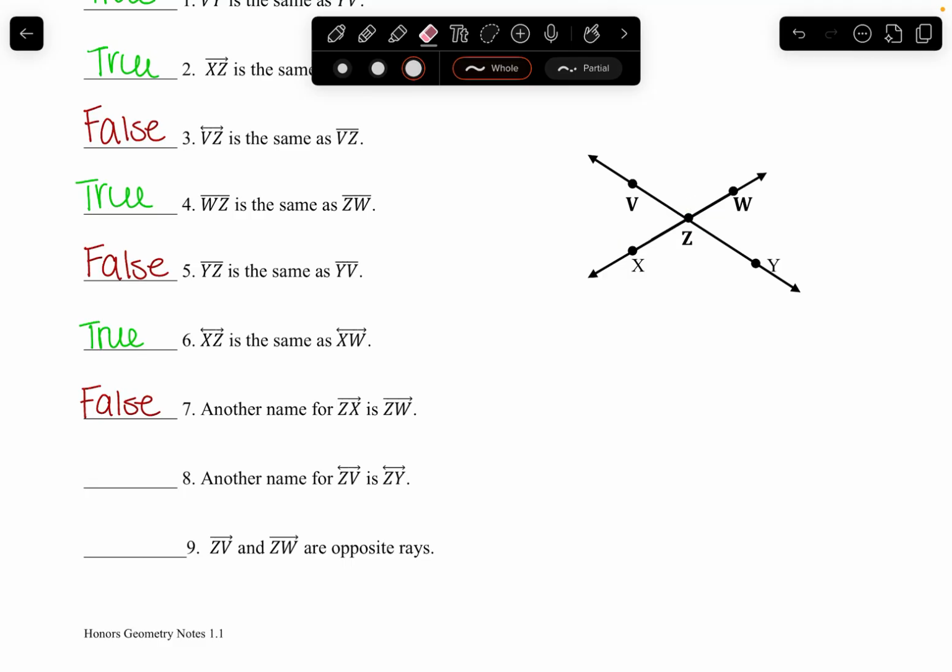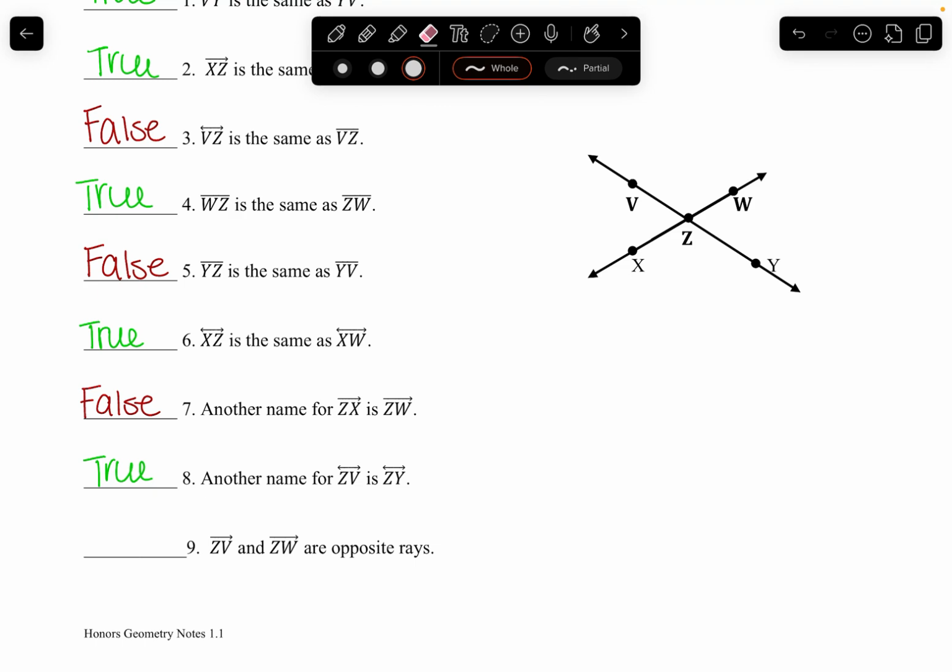Okay, number 8, another name for line ZV is ZY. Let's see, here's line ZV, here's line ZY. Those are the same line. Lines are a little bit easier for us to determine if they're the same or not. That's going to be true.